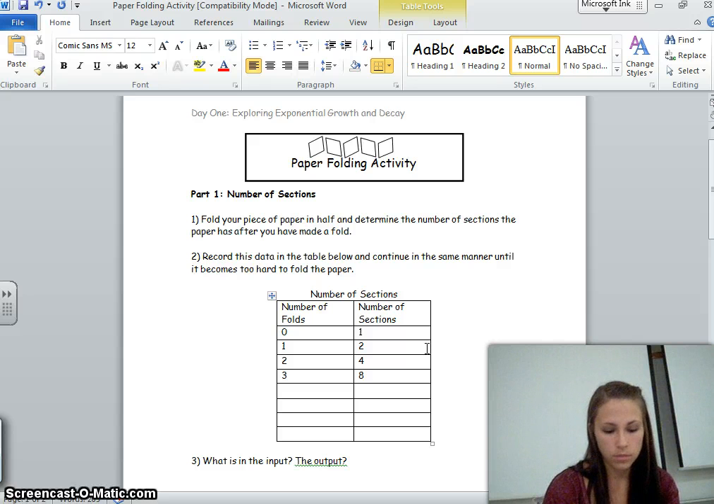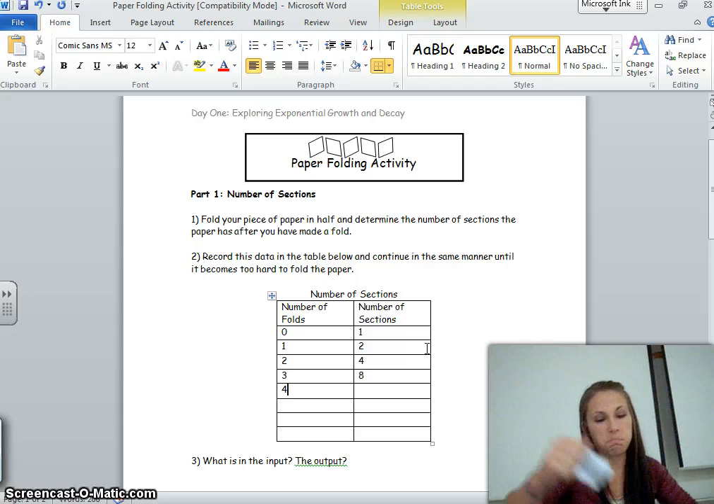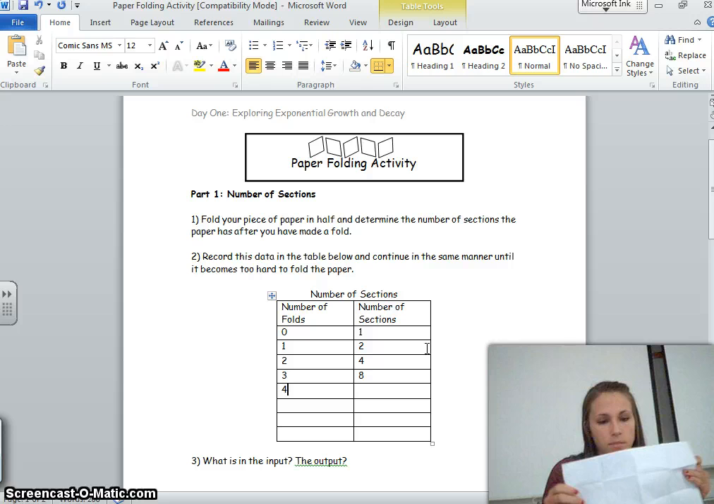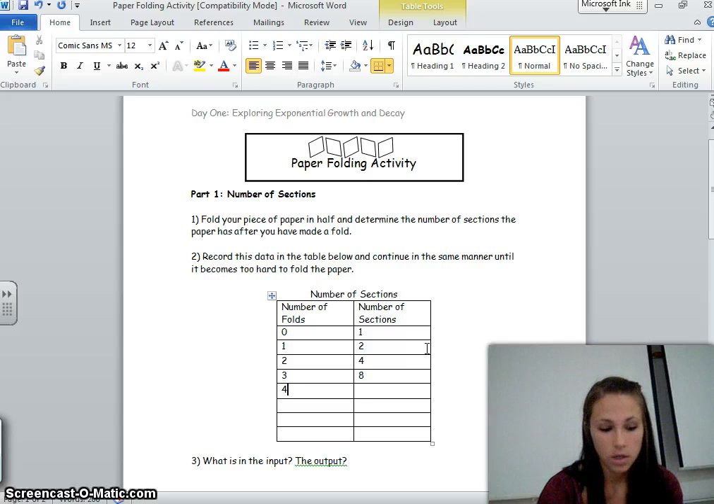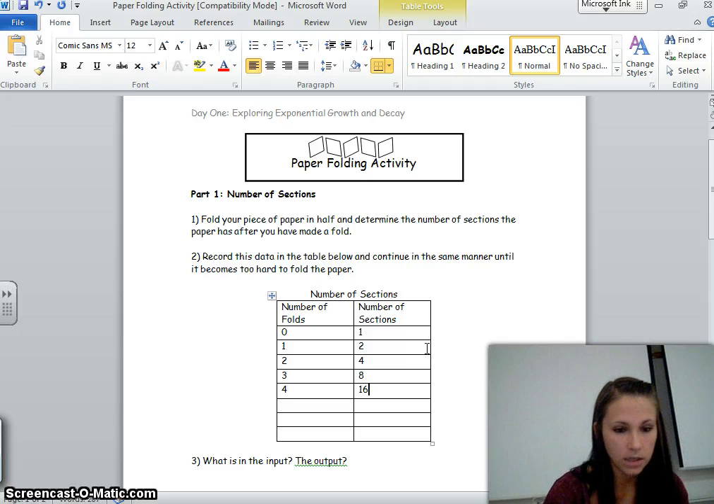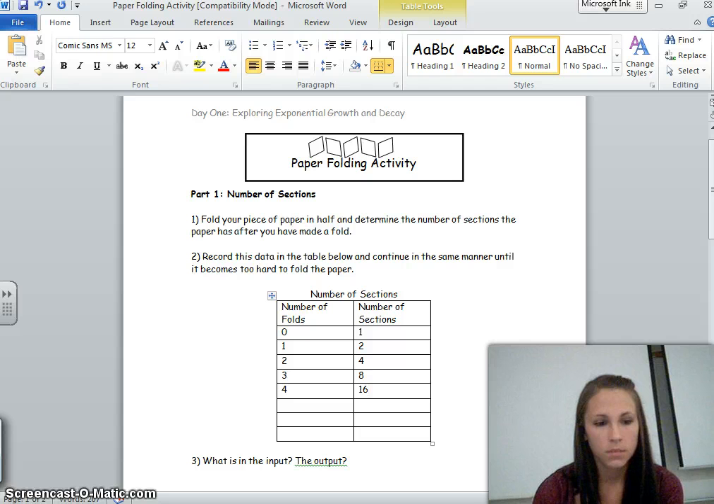Alright. In case you don't see the pattern yet, we'll do it one more again. So 4 folds. And when I open this back up, I'm going to have 1, 2, 3, 4, 5, 6, 7, 8, 9, 10, 11, 12, 13, 14, 15, 16. So I will have 16 sections of that paper. Hopefully you can see a pattern at that point.